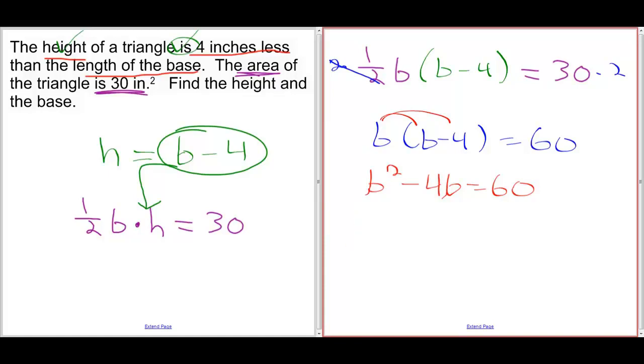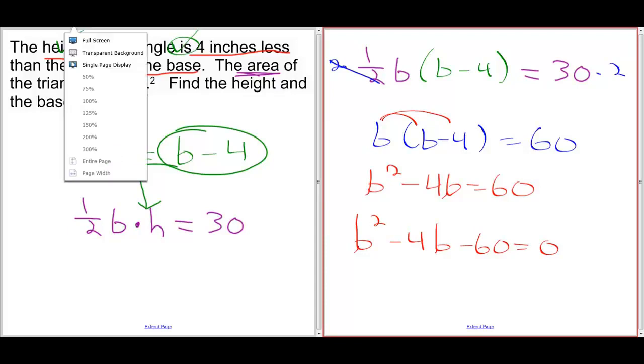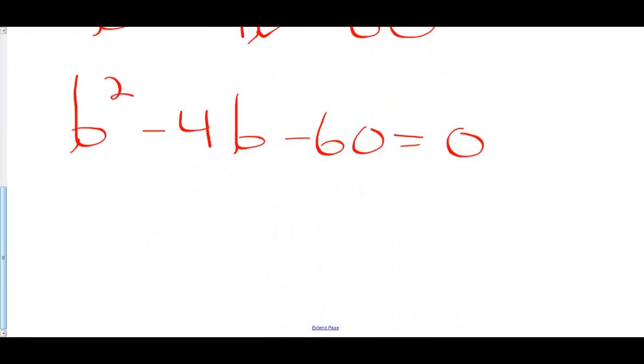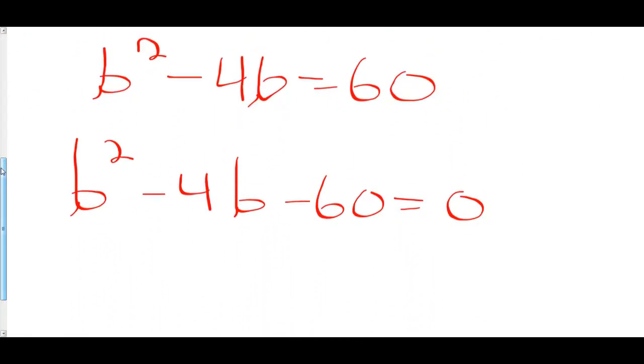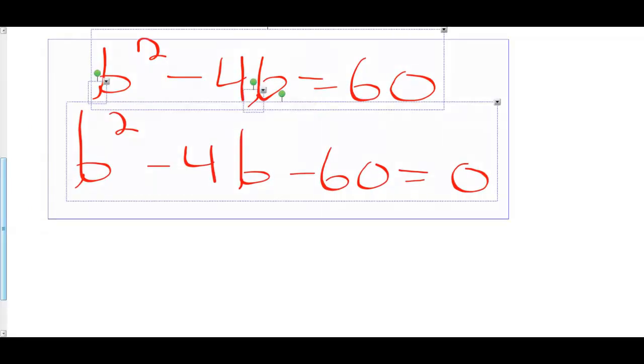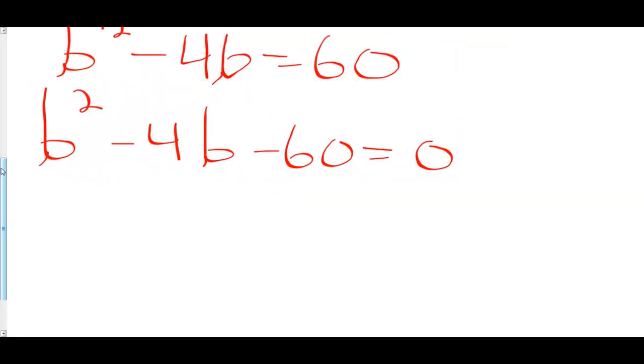Okay? So I guess in this sense we're going to get things that multiply to negative 60 and add to negative 4. So two sets of parentheses. 6 and 10 are probably going to be our numbers. Negative 10 and positive 6, because negative 10 plus 6 is negative 4. So it's going to be a b minus 10 and a b plus 6, and that will all equal 0.